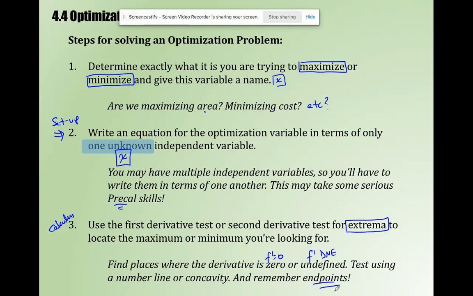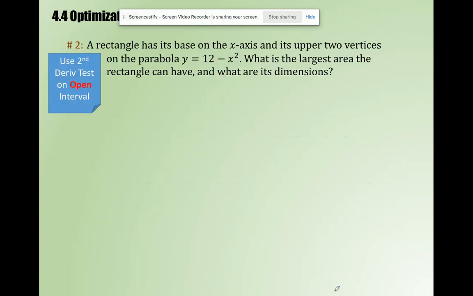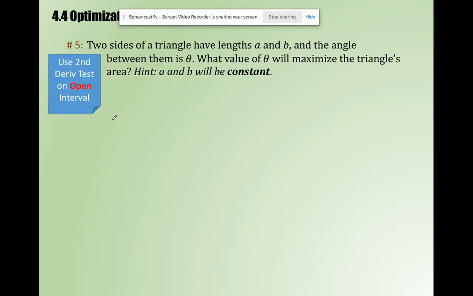Okay, let's do another one. So in your packet, you just did number 1. This is number 2. Please put a star next to this. AP, and therefore we, love this kind. And I'm also going to tell you that no one's going to make you, but I choose on this one to use the second derivative test on an open interval and see if you can see why it's an open interval.